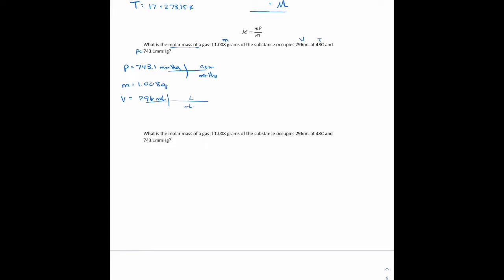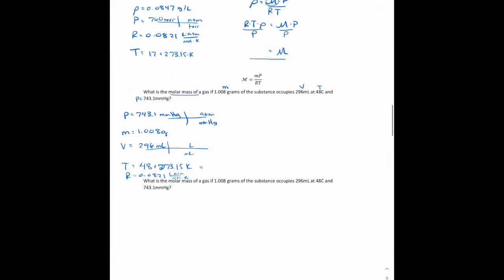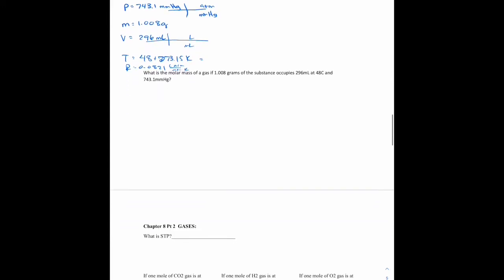And then my temperature is 48 plus 273.15 Kelvin. So you can see the big deal in all of these problems is making sure stuff is in the right units. And then you're just going to plug it in. You know your R, it's 0.0821 liters, ATMs, per mole, Kelvin. And see if you can get the next one set up. Doing all of this before class is going to help so much.